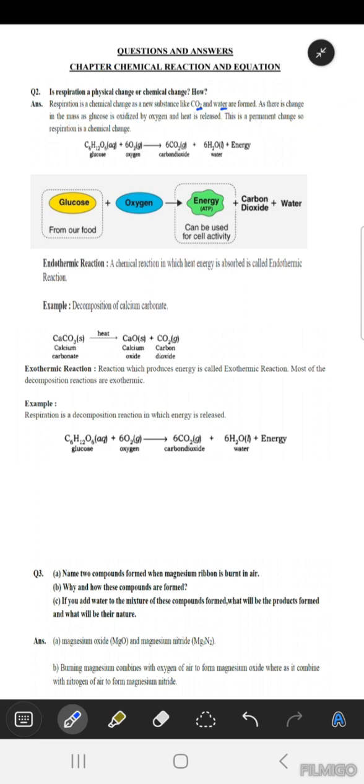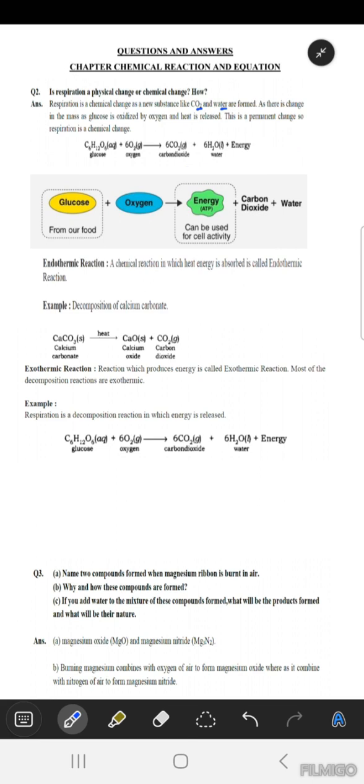As you can see in the figure, when glucose reacts with oxygen, what we get is energy, carbon dioxide and water. The chemical reaction is: glucose reacts with oxygen, and we get carbon dioxide, water and energy is released. So it is a chemical change.